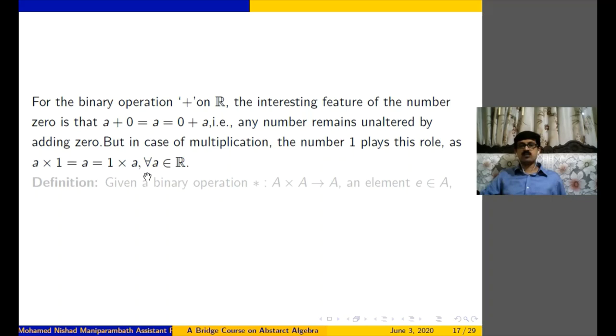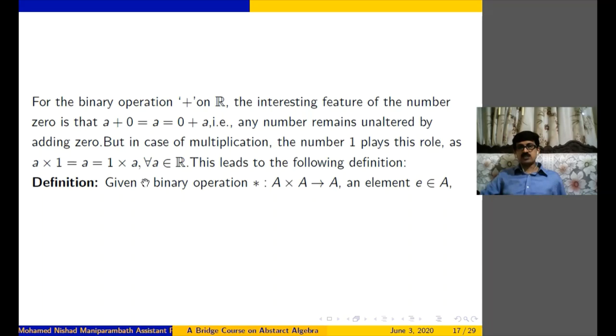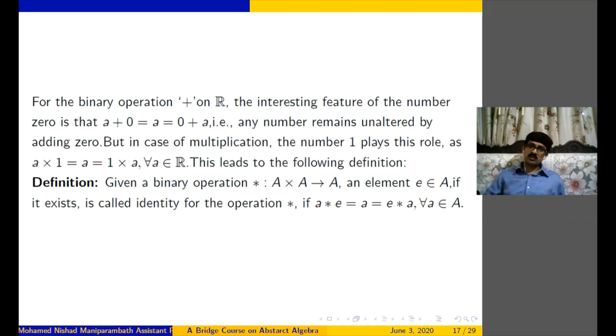This leads to a new definition. The definition: binary operation star defined on the set A, that is, star defined from A cross A to A. An element E belongs to A, if it exists, is called the identity element of the operation star. If we operate any element with E, there is no change for that element. That means A star E is equal to A, which is equal to E star A. Then we can say that E is the identity element.